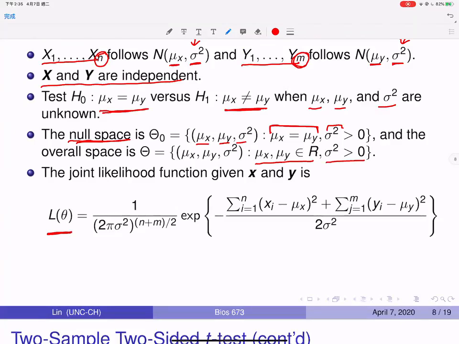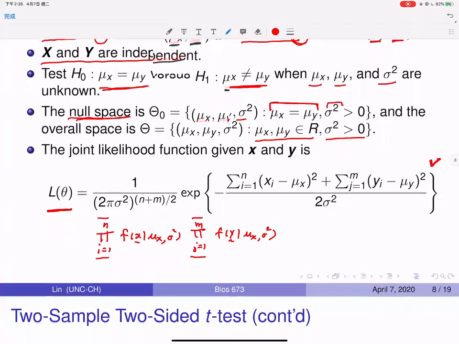And based on what? Product of PDFs. But keep in mind, one thing is i from 1 to n. The other one is j from 1 to m. Different sample sizes. Then because of independence, I think you'll be able to write this likelihood function in general form. And then the same drill.